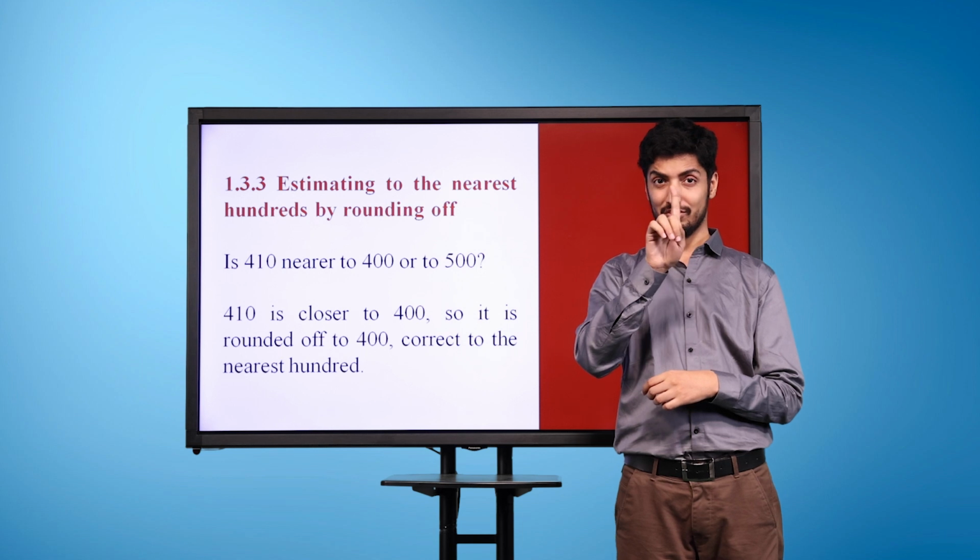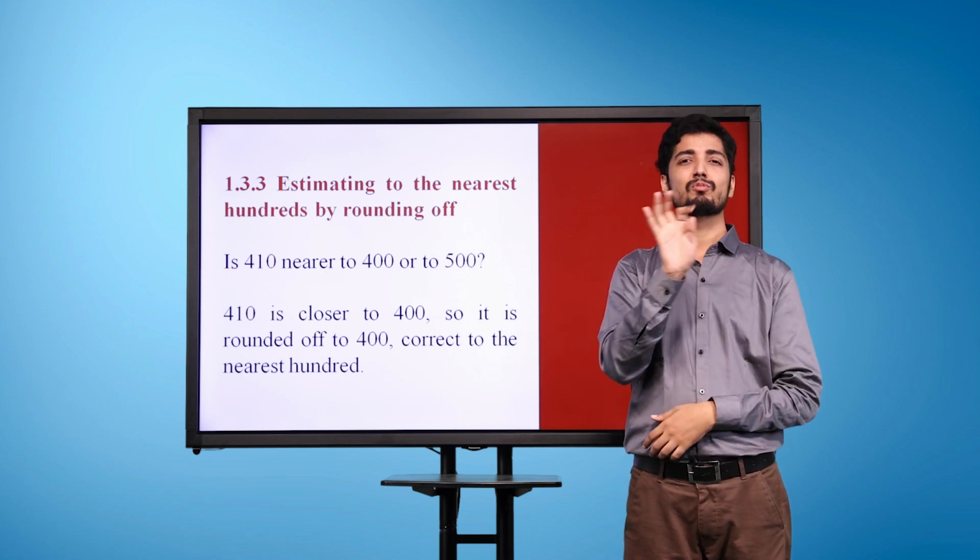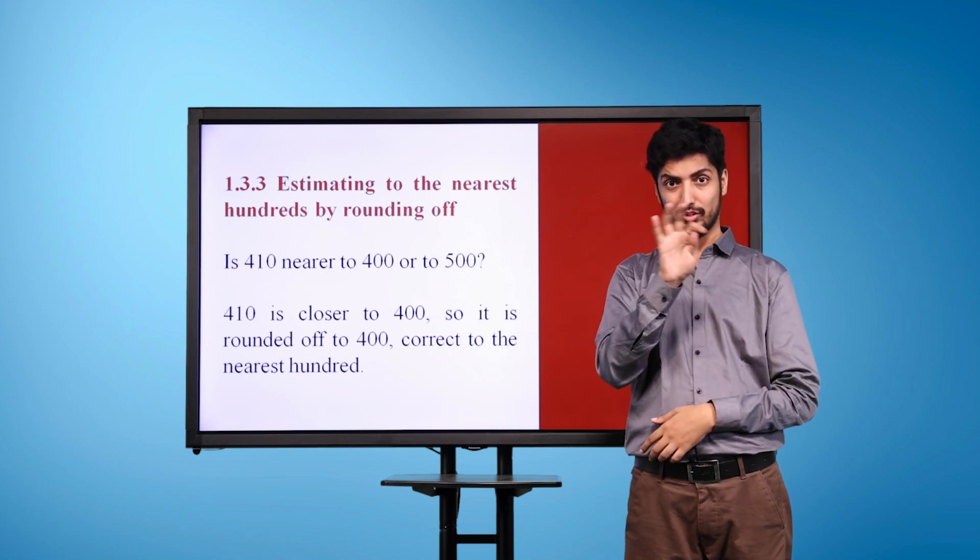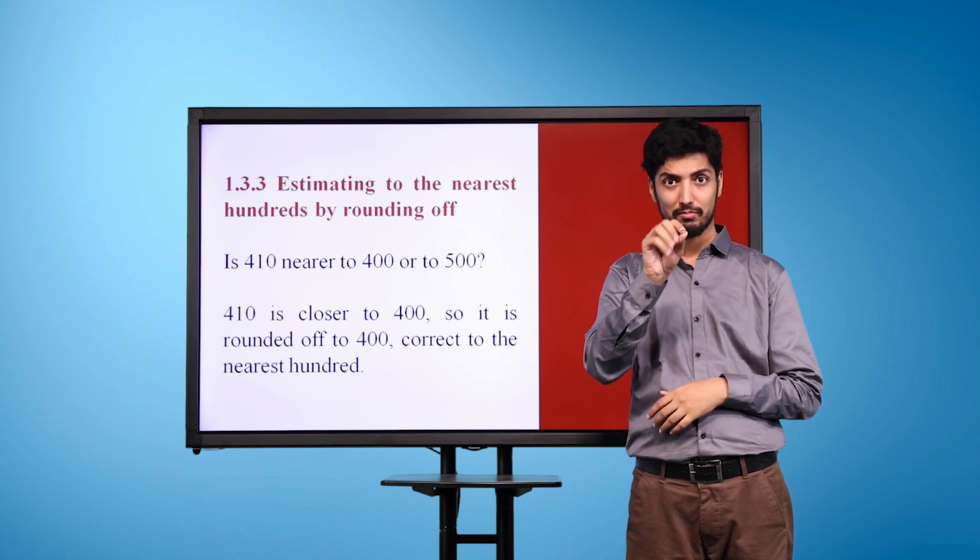410 is closer to 400. So it is rounded off to 400, correct to the nearest hundred.